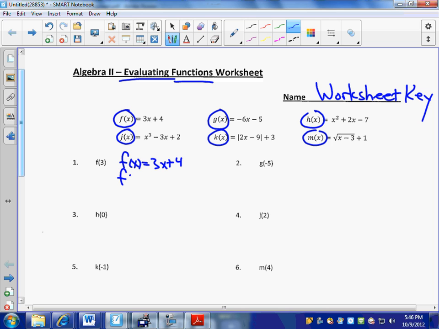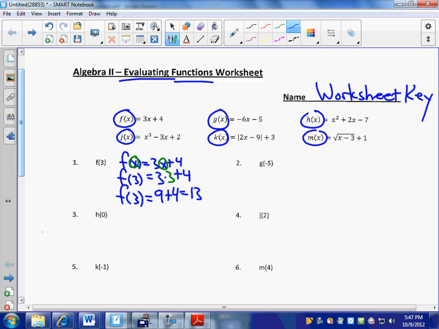Well, f of 3 will mean that everywhere I see an x, so I have an x here, I have an x here, I replace it with a 3. So f of 3 is going to be 3 times 3 plus 4. So f of 3 is equal to 3 times 3 is 9, plus 4 is 13. So we just plug that number in wherever you see an x.